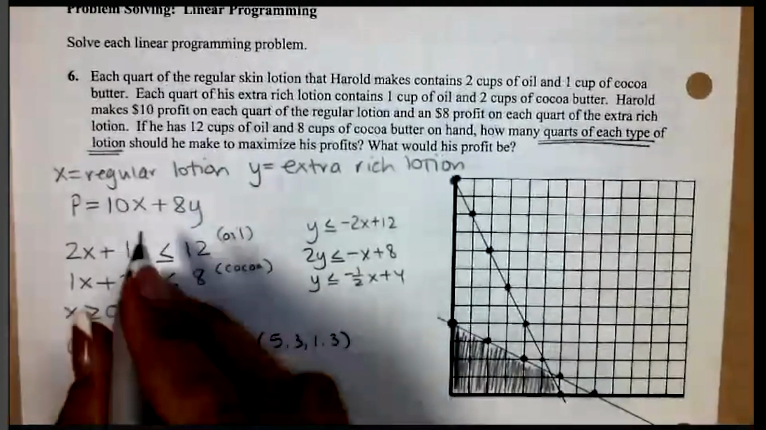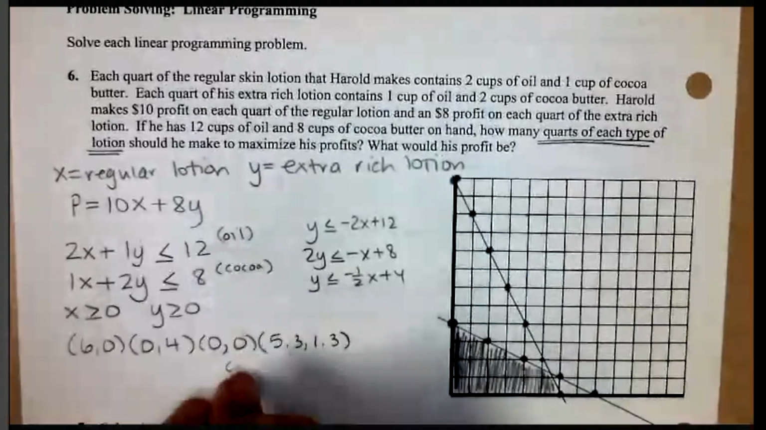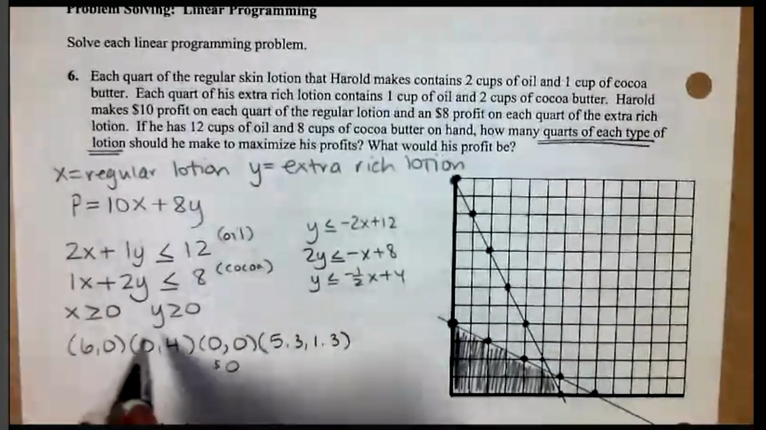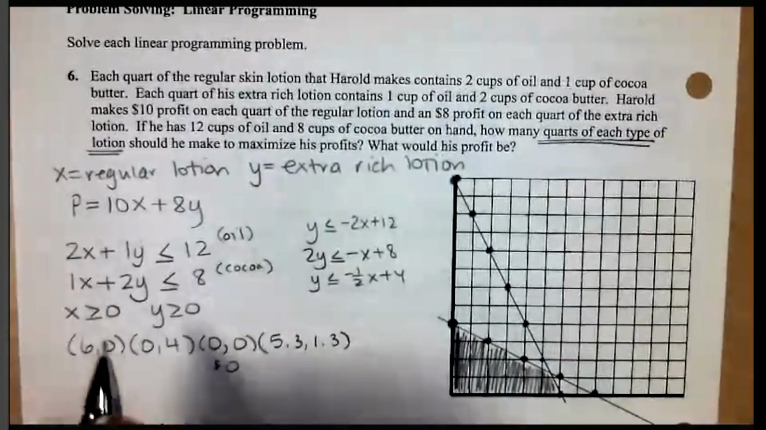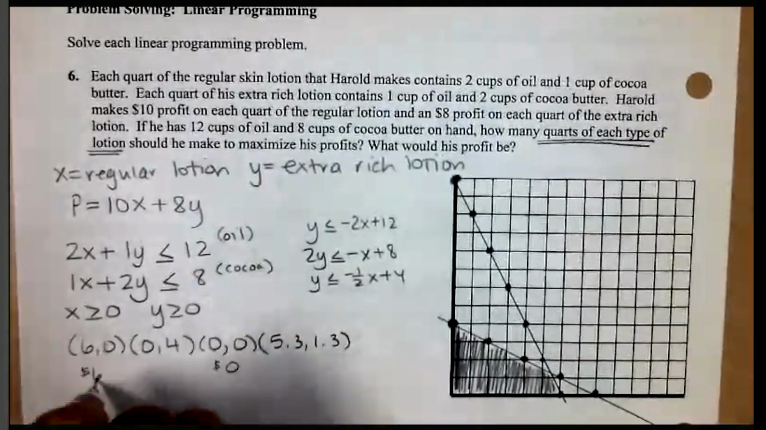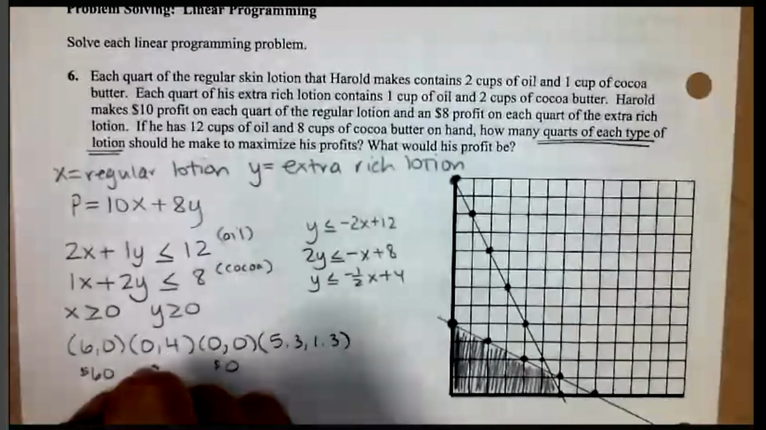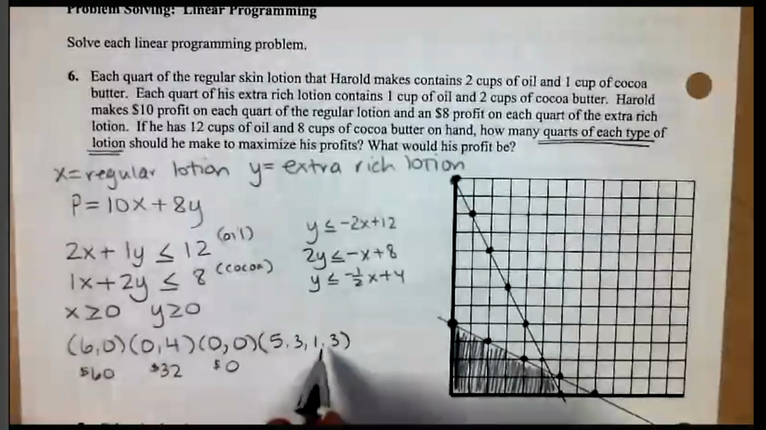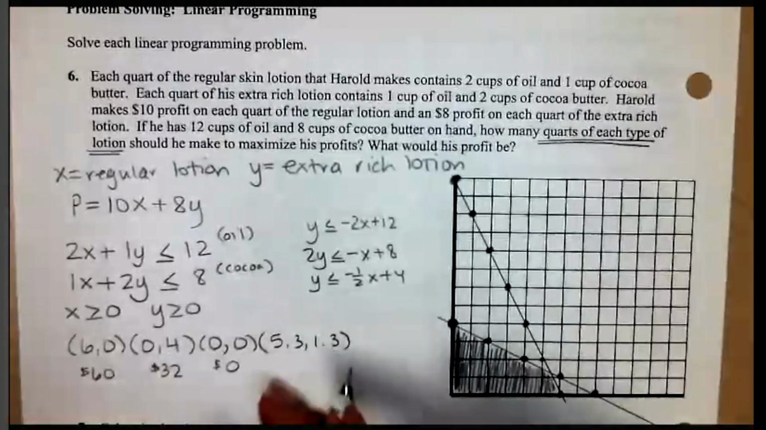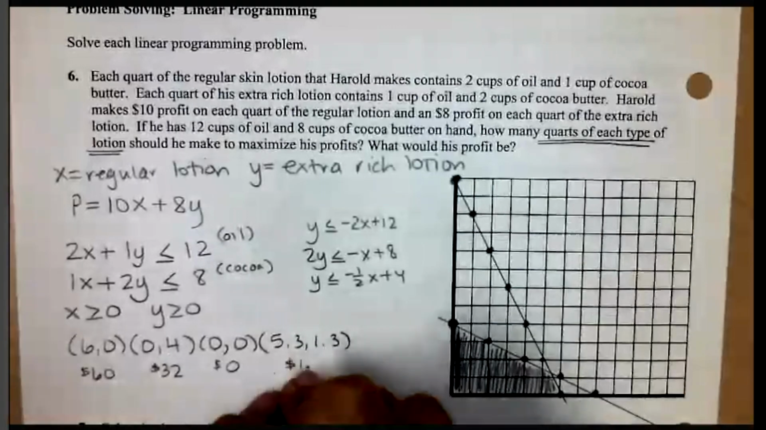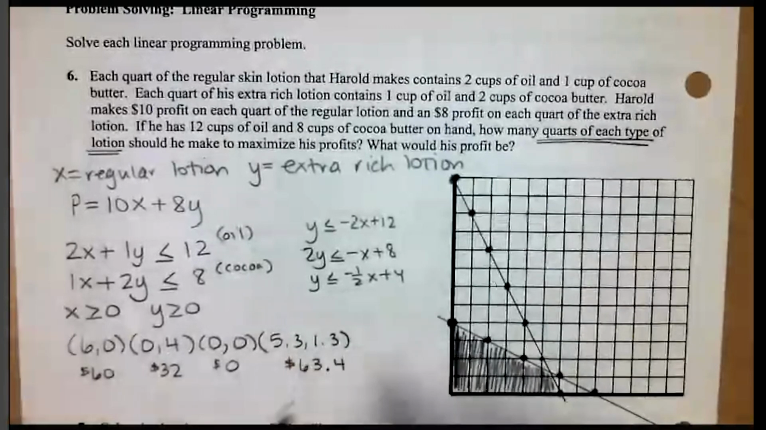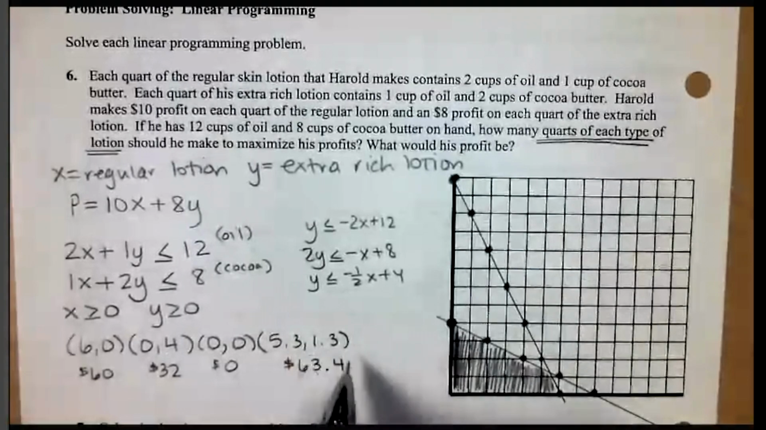0 going into both of those is 0, so that's an easy one. When I plug in the 6 here, that's 10 times 6, which is 60. When I plug in this one, that's 4 times 8, which is 32. And when I plug this one in, a little bit more thought, 10 times 5.3 plus 8 times 1.3, that gives us 63.4. Now this one is the max. That's the most money we make right there at 5.3 and 1.3.